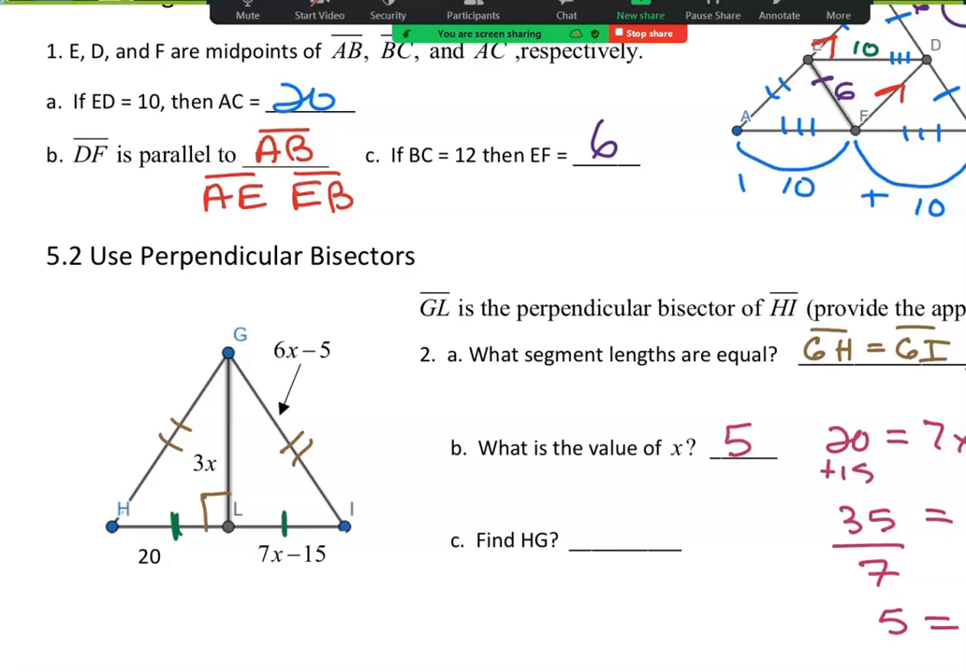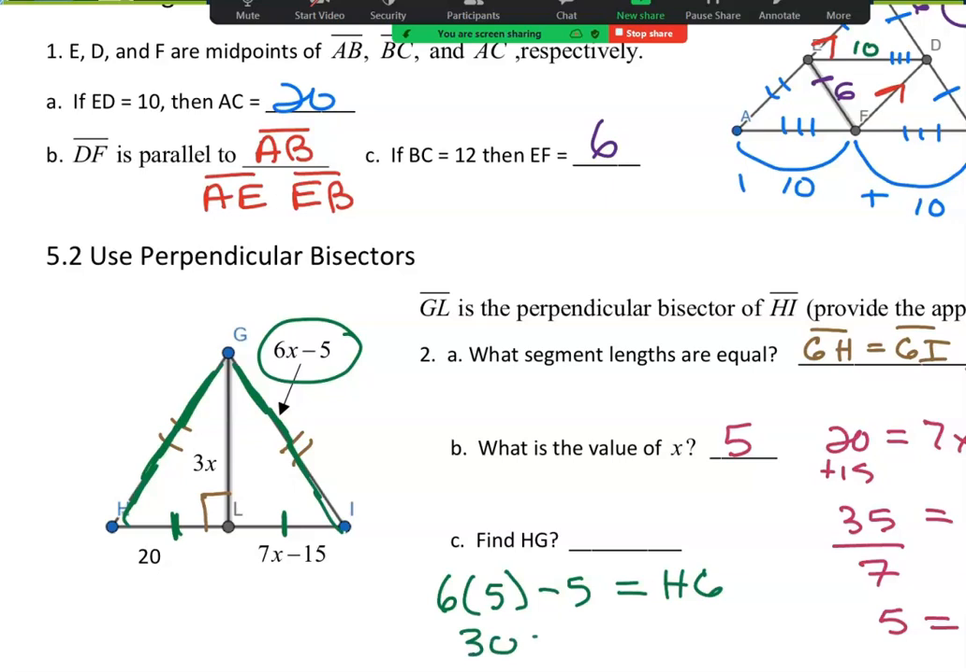Then they want to know what HG is. Well, HG is this line right here. Well, it's equal to this line right here. And that line has an expression. So to find the length of HG, I'm going to use GI. And I'm going to plug in my x value of 5. So 6 times 5 minus 5 will equal HG's length. 6 times 5 is 30. 30 minus 5 equals HG. 30 minus 5 is 25, and that is what HG is. So I'm going to fill this in, HG.